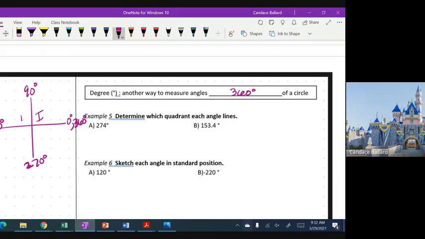And again, this is quadrant 1, 2, 3, and 4. We name them with Roman numerals. The way I remember it starts in quadrant 1 there, and it makes kind of a letter C when you go counterclockwise. So 274, if I think about what quadrant 274 is in, it's got to be between 270 and 360, so it's in quadrant 4.